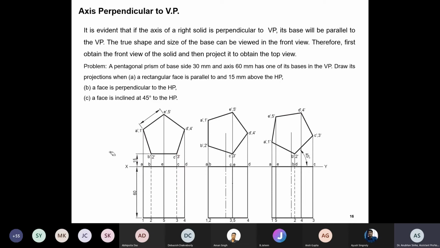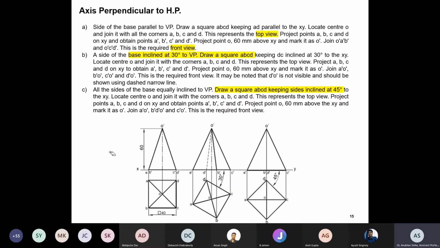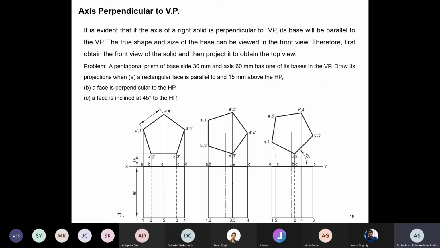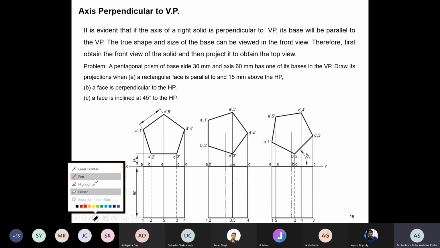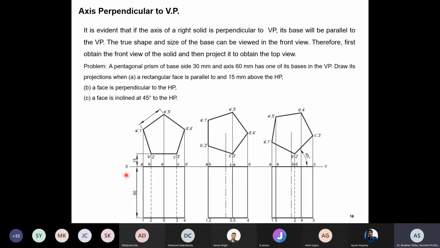I think a similar example was also, yeah, here also we're looking from the front. Fine. I hope this is clear with everyone. Now let us move forward. So this was about the first case where one face is parallel to horizontal plane. Now one face, let us say, could also be perpendicular to the horizontal plane. So we'll draw one face, it could be any face, right?